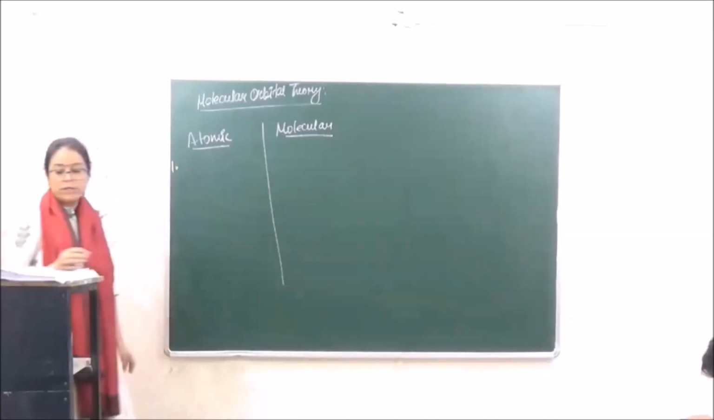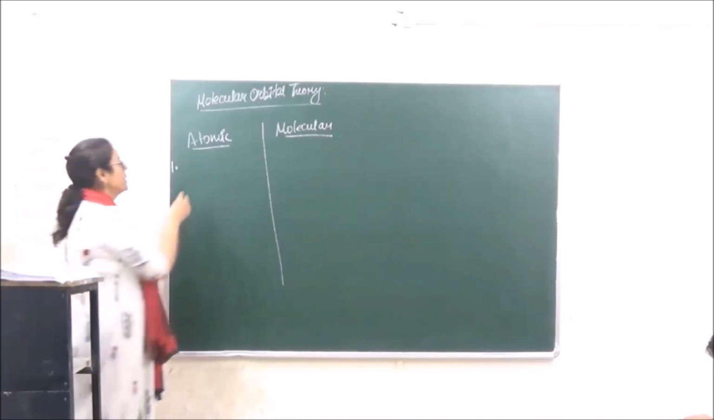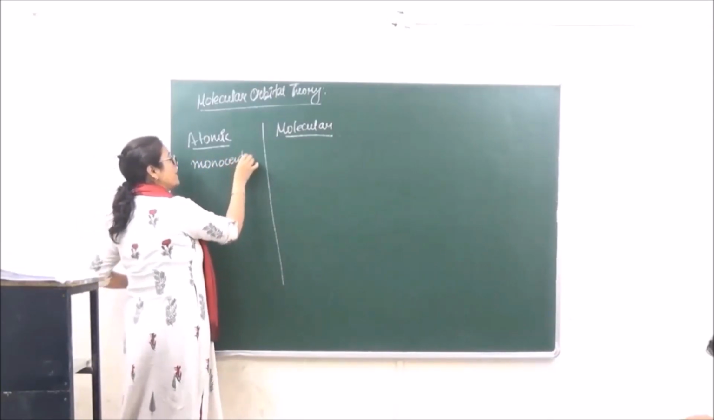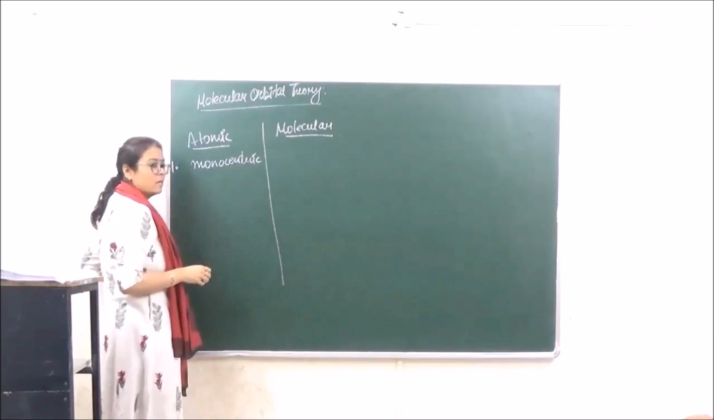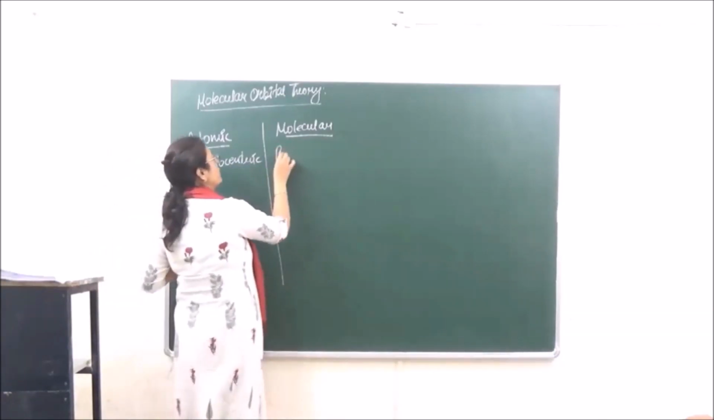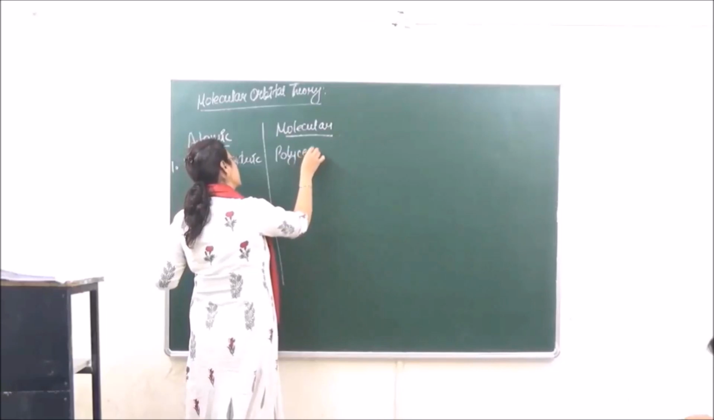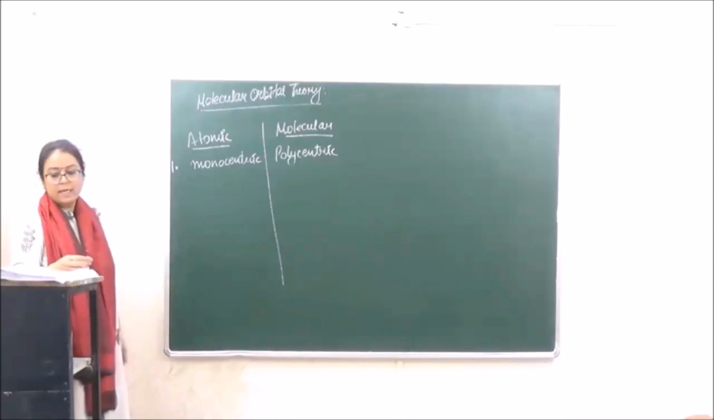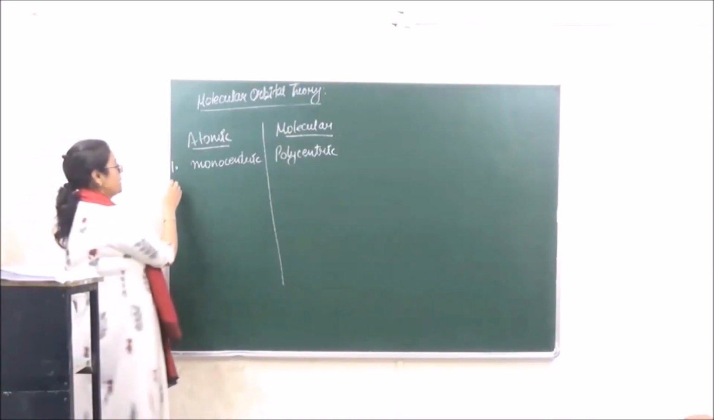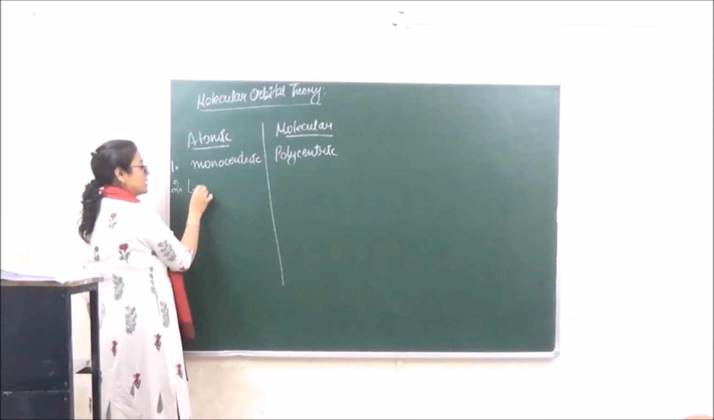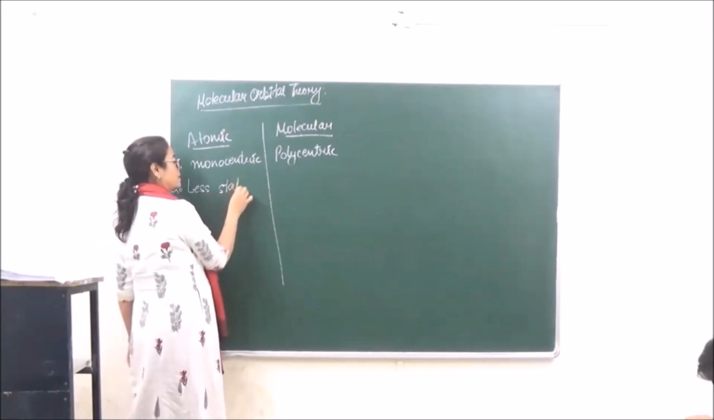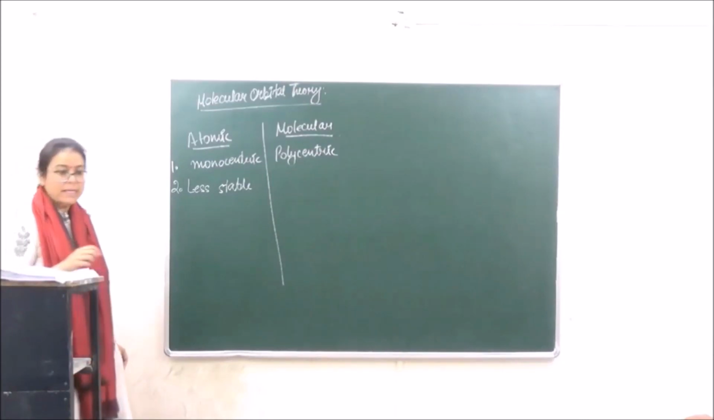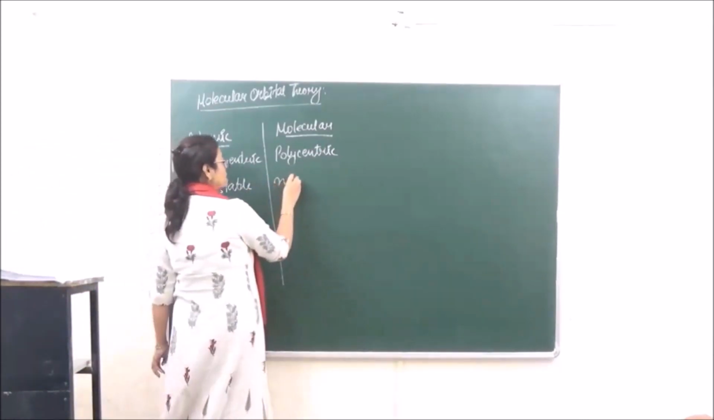The first difference between the two is that atomic orbital, as we just discussed, is monocentric in nature, whereas molecular orbital is going to be polycentric in nature. Okay? Then number 2, the atomic orbital is less stable, whereas the molecular orbital is going to be more stable, right?